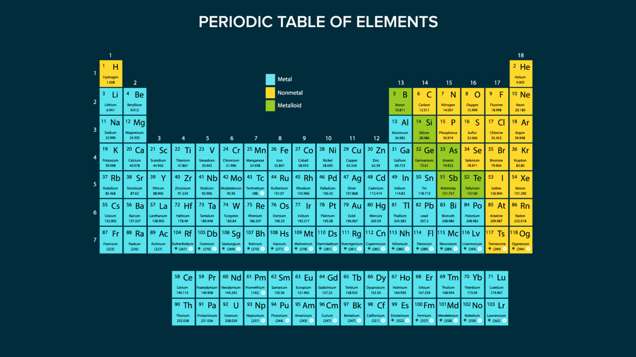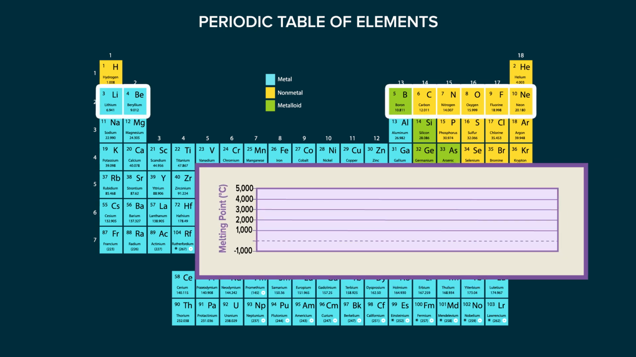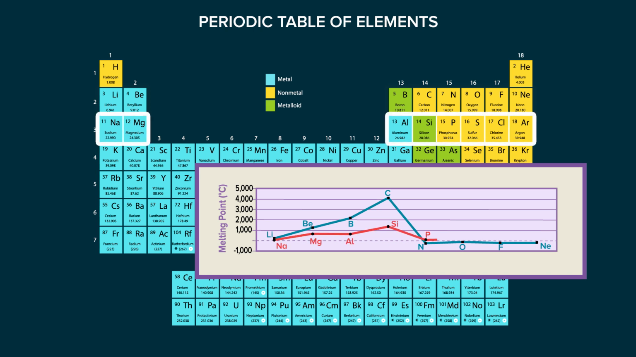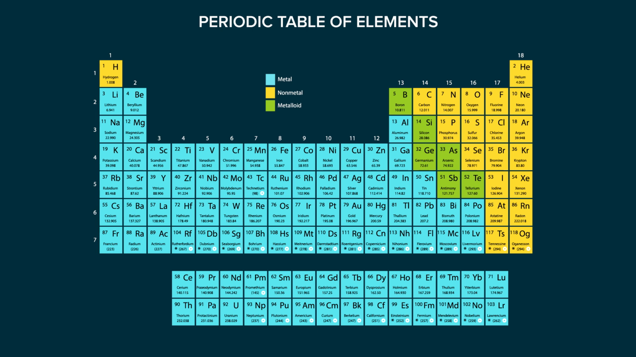One periodic pattern concerns melting points across periods. From left to right across period 2, melting points increase, then they decrease. The melting points in period 3 follow a similar pattern. Atomic size is also a periodic property. As you move down a group, atomic radius increases. As you move across a period, atomic radius decreases.